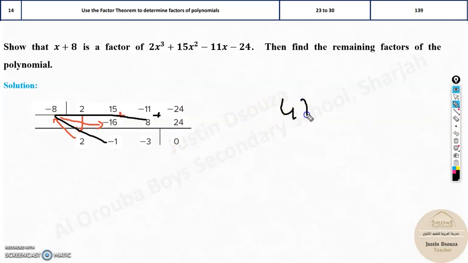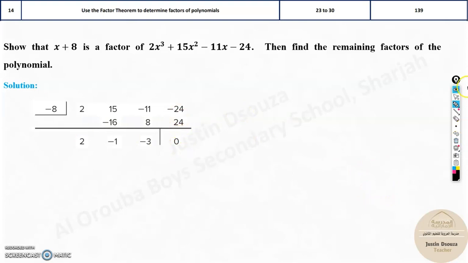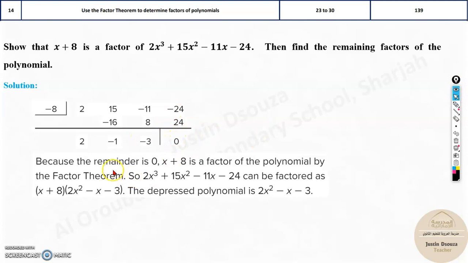Now, 42 divided by 6 is equal to 7. Okay, this is a factor of 42. But what about 42 divided by 5? It'll be 8.4. When you have a decimal, no, it's not a factor. If it was 40, then yes, it was a factor, but that's how we understand. You should not have remainders. So when a remainder is there, you get the decimal, right? So over here, there is no remainder. The last part is the remainder, that's 0. So that means because the remainder is 0, yes, this is a factor.